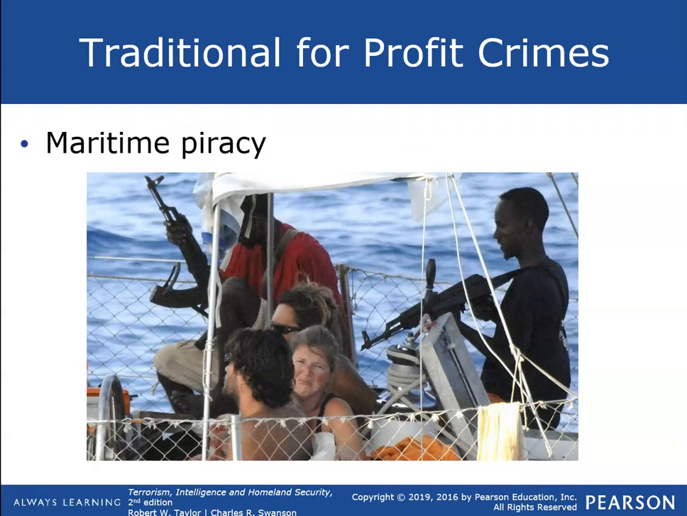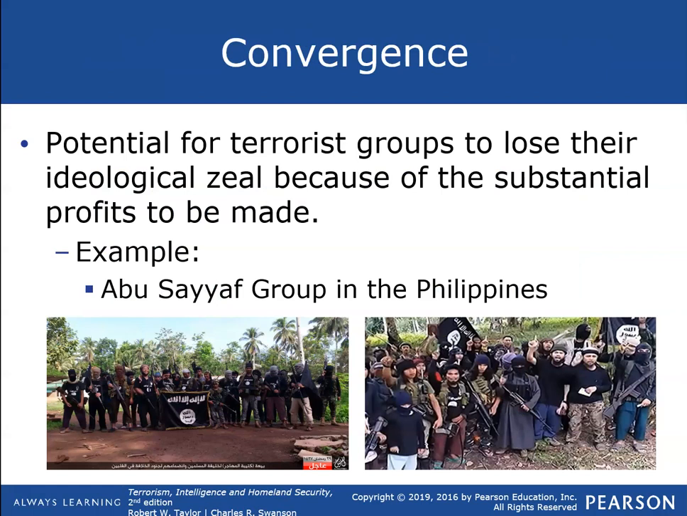And then finally, talking just a little bit about maritime piracy. This actually happens. It's something where they're out there robbing boats and ships, etc., for money and jewelry and things that can be sold. So I'm going to end with something called convergence. There is a significant danger to terrorist organizations becoming too involved in for-profit crimes. They may lose their ideological zeal because of the substantial profits to be made. And when this happens, they convert from one type of organization to another.